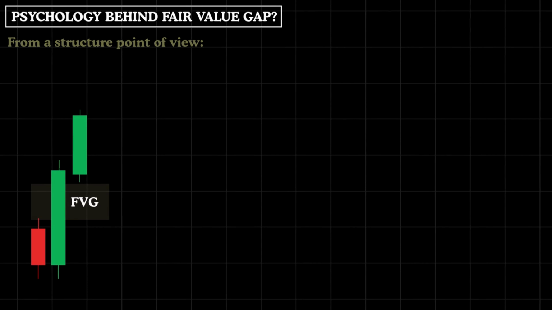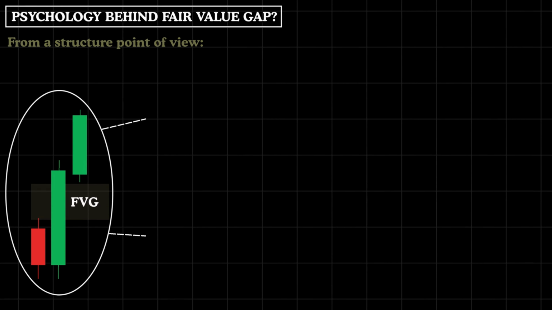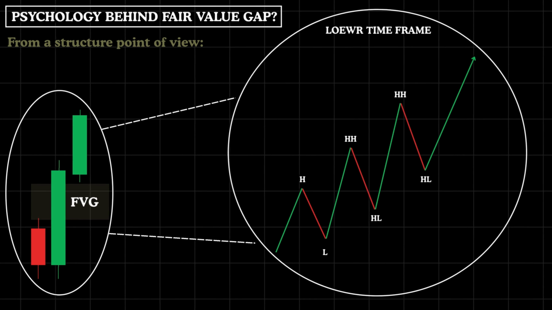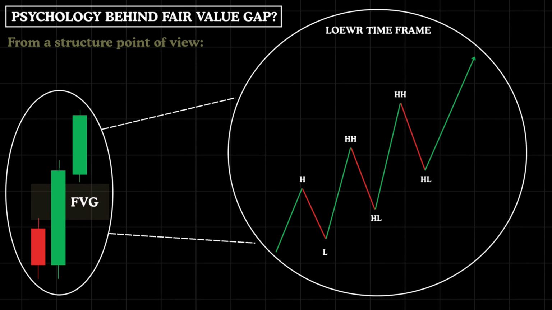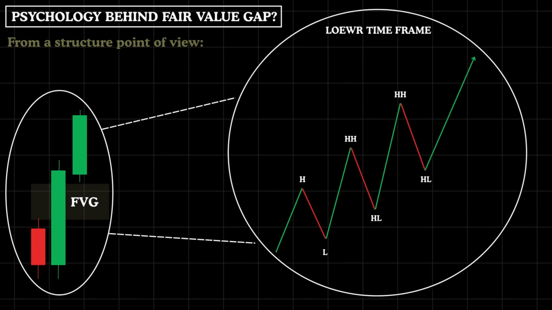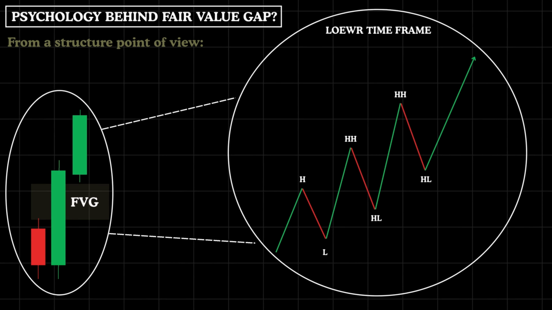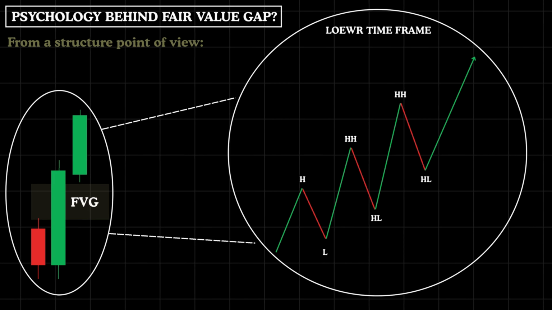Now let's break down the psychology behind why fair value gaps matter and how price behaves around them from a structural angle. Zoom into a lower time frame and examine the three-candle setup of a fair value gap. You usually notice a strong push upward backed by solid buying pressure and a clear lack of sellers. This burst of momentum leaves behind an unbalanced price area, what we call the fair value gap.